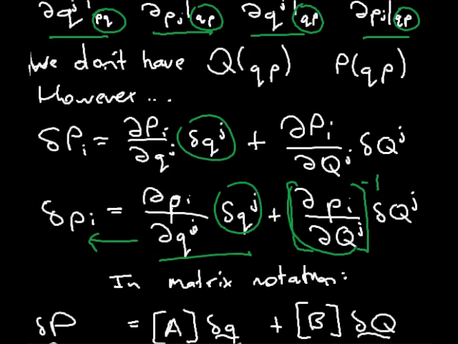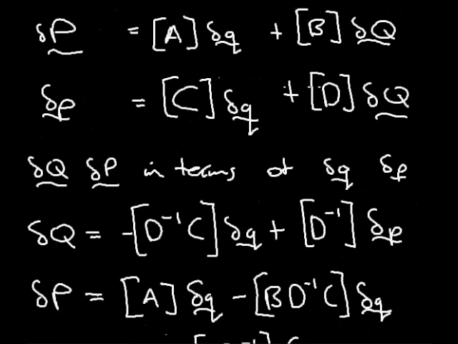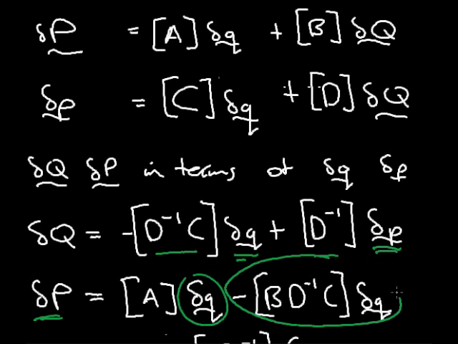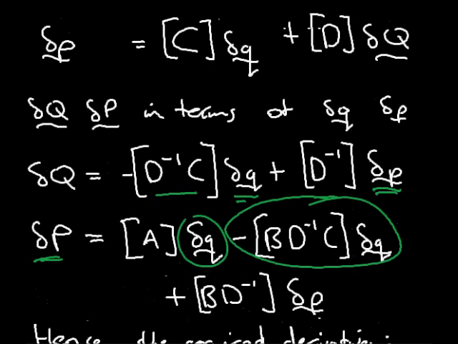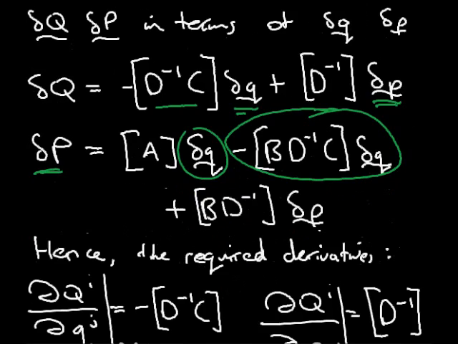So the change in q, this column vector, is the negative inverse D times C times this column vector, the changes in little q, plus inverse D times the changes in little p. Meanwhile, big P depends on little q, both directly and through its dependency on big Q, giving us A minus B inverse D C. And so we read off the derivatives we need.